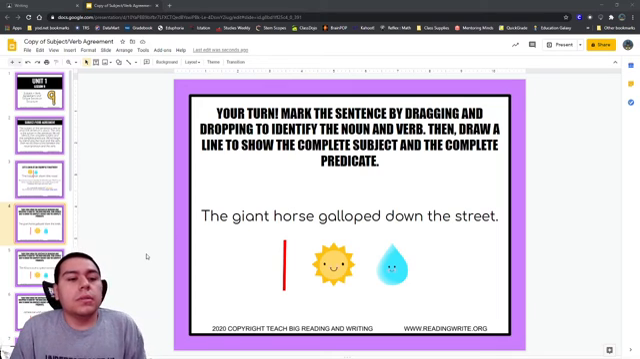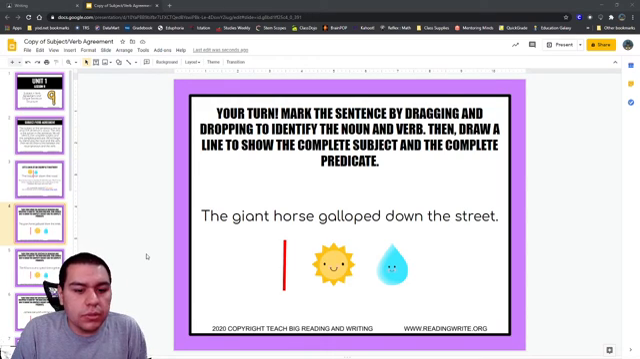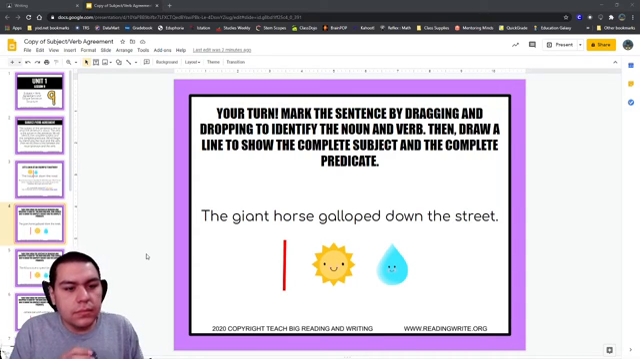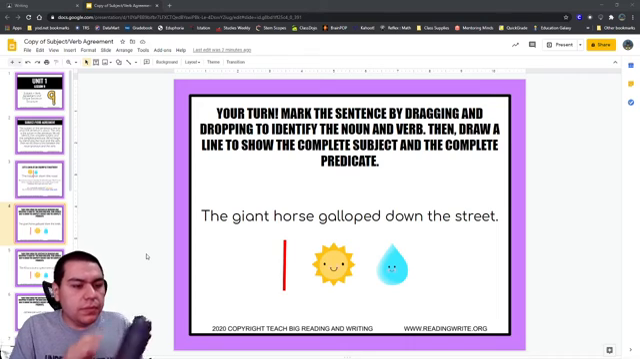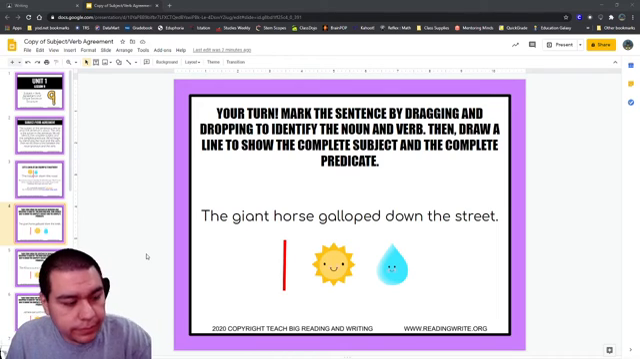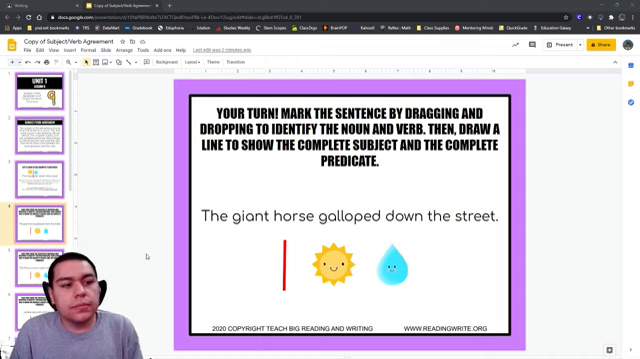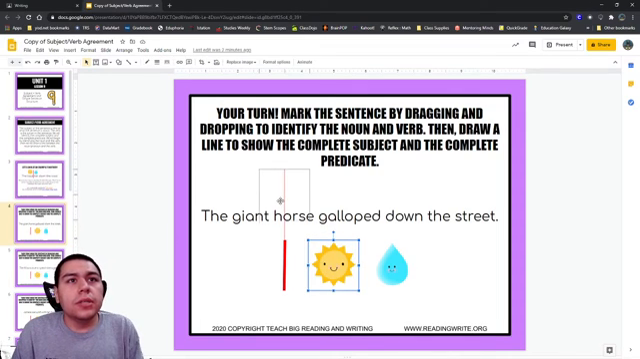So who can tell me the subject of this first sentence? The giant horse galloped down the street. Who or what is that sentence about? What is that sentence talking about? Alexa? About the horse? About the horse. So that's our subject.